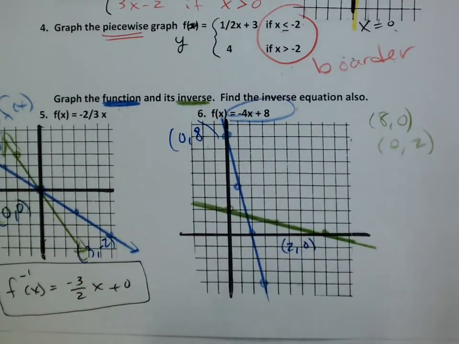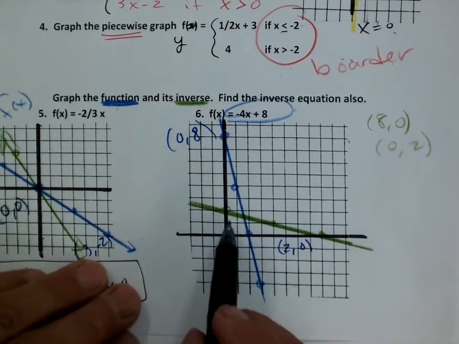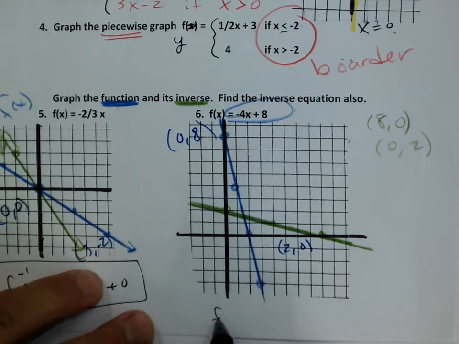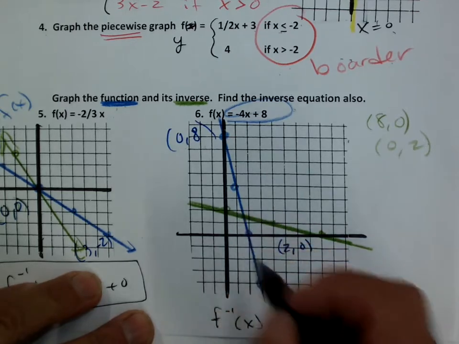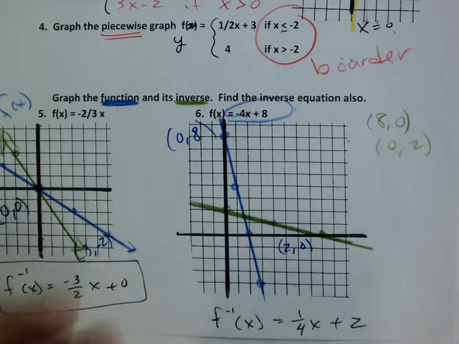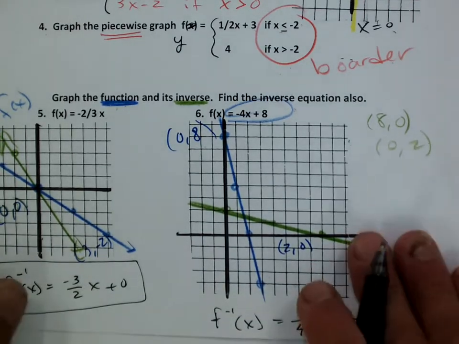Okay, there's my inverse. Now, what about the equation? Well, that's not too hard. Looks like it's down 1 over 4, so f inverse of x is equal to down 1 over 4x plus the y-intercept, plus 2. Okay, we turn the page and we're almost done.